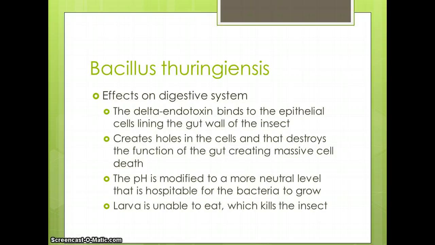Now, as we said before, this bacteria affects the digestive system of the insect. The delta endotoxin binds to the epithelial cells lining the gut wall of the insect. This creates holes in the cells, and that destroys the function of the gut, creating massive cell death. The pH is modified to a more neutral level that is hospitable for the bacteria to grow. The larva is unable to eat, thus it kills the insect.